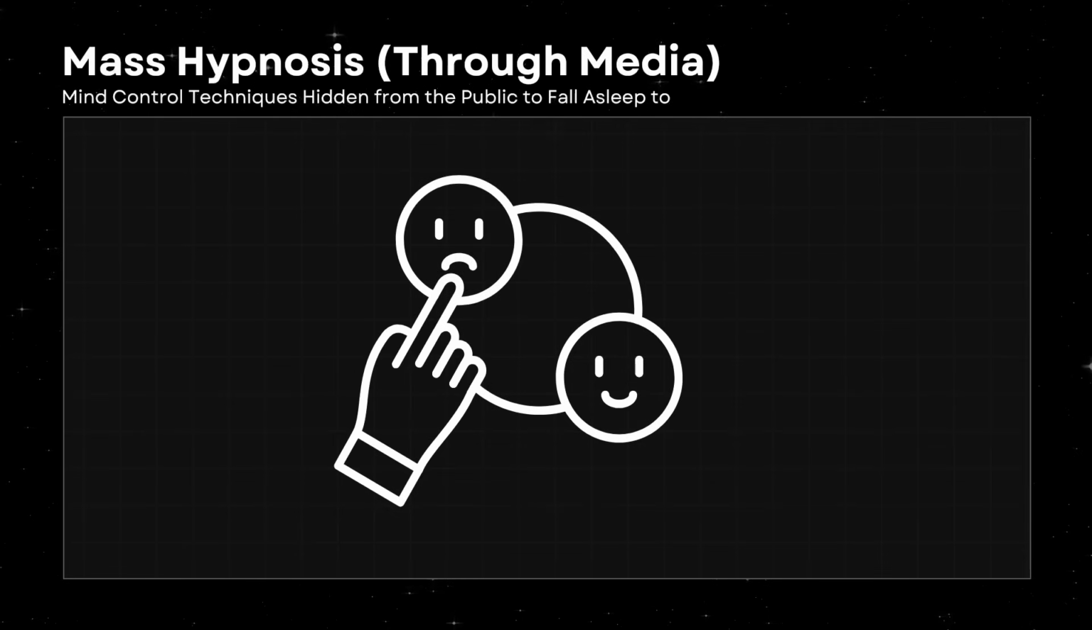Mass hypnosis through media happens when large numbers of people fall into a suggestible state. This doesn't mean people fall asleep or walk around like robots. It means their critical thinking slows down, and they accept ideas more easily. The key to this effect is emotion. When media content keeps hitting the same feelings like fear, awe, or outrage, it changes how the brain works in the moment. Imagine watching a news program.